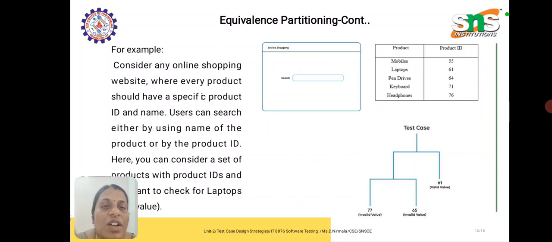For example, consider an online shopping website where the product should have a specified product ID and name. Users can search either by the name of the product or the product ID. Here you can consider the set of products with the product IDs. So here is the example for it.